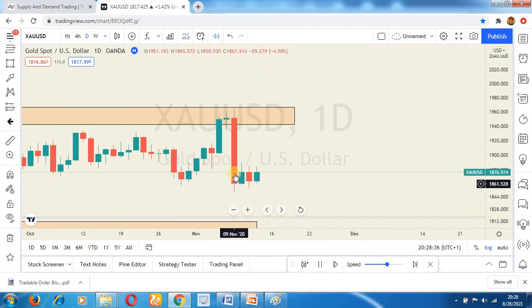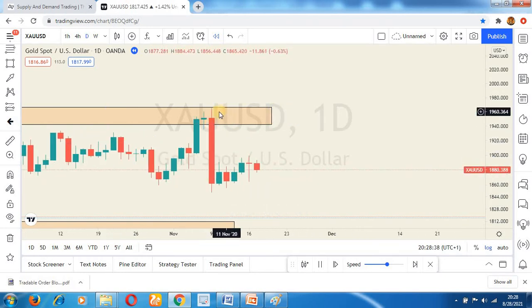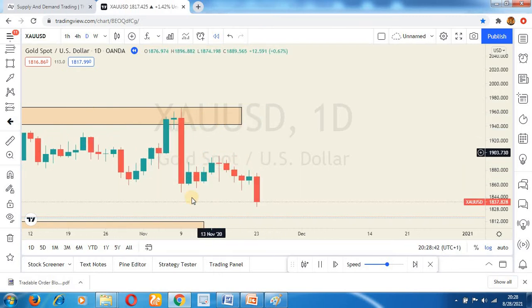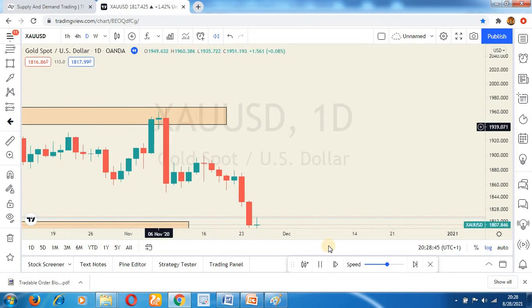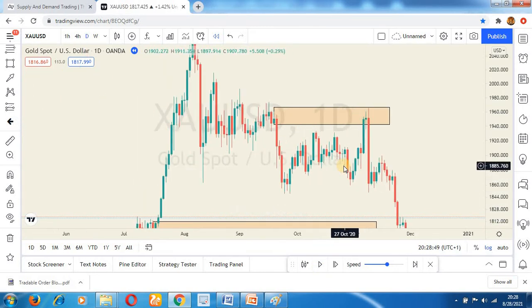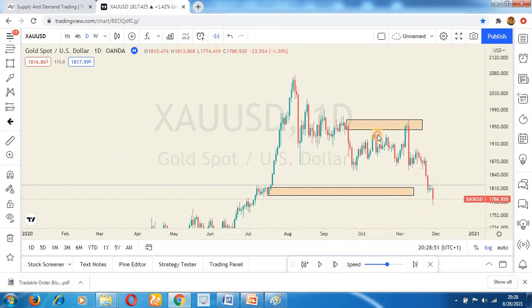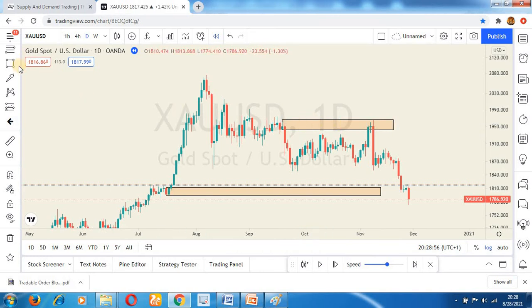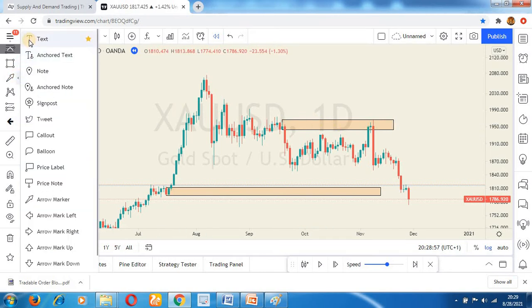Now this sharp move also has created its own imbalance here. So bear it in mind that at any time in the market, price will come back to this point. I'm going to pause this at this point because this is important to explain also. Now looking at this, this is our supply zone. This is our supply zone. Let me use the text.